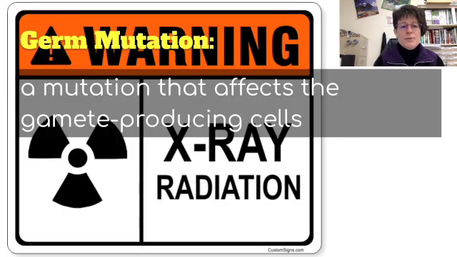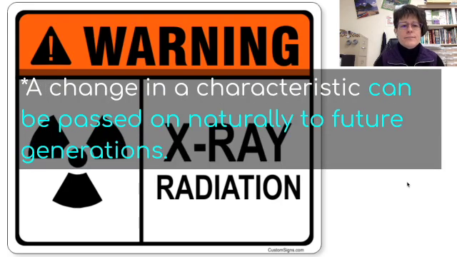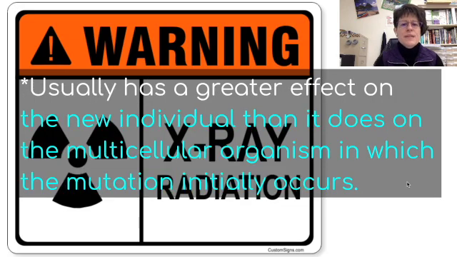There are also germ mutations. A germ mutation is a mutation that affects the gamete producing cells. So these are the sex cells, the sperm and egg. This affects every cell in the new individual. So it does not affect the parent, it affects the offspring. And it is a change in a characteristic that can be passed on naturally to future generations. So this is one that is passed on. And it usually has a greater effect on the new individual than it does on the multicellular organism in which the mutation initially occurs.